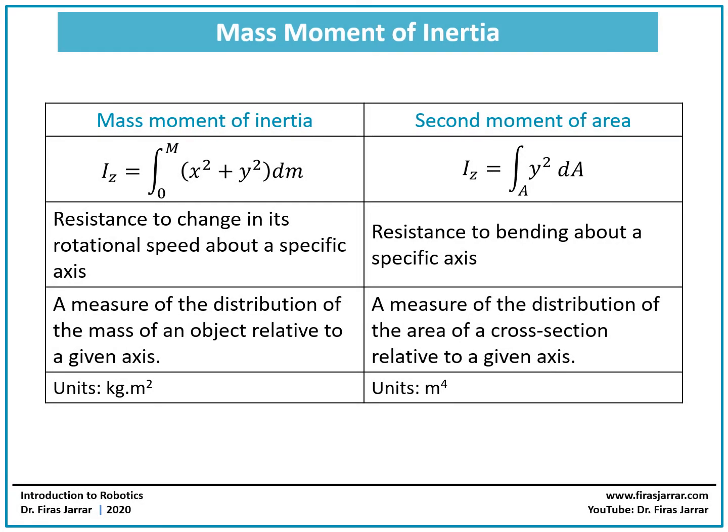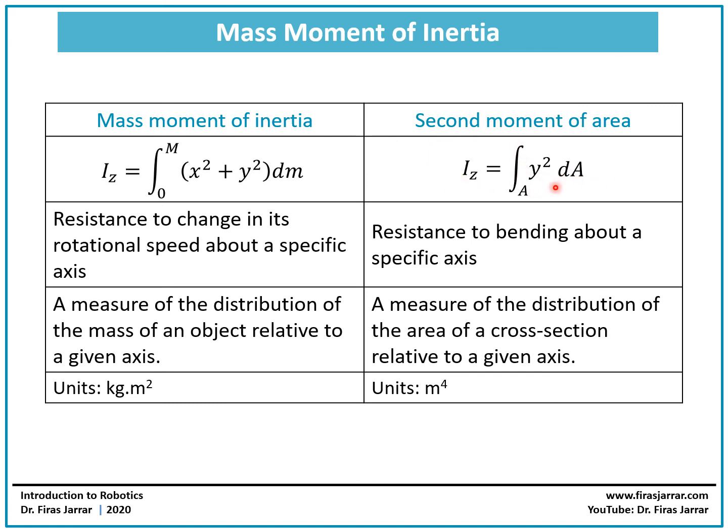So in fact, you will notice certain similarities between the two concepts, the mass moment of inertia and the second moment of area. But at the same time, you have to understand there is a big difference between these two. For example, we can see here the formula for the mass moment of inertia about the z-axis: we have x squared plus y squared dm, whereas for the second moment of area it is simply y squared dA.